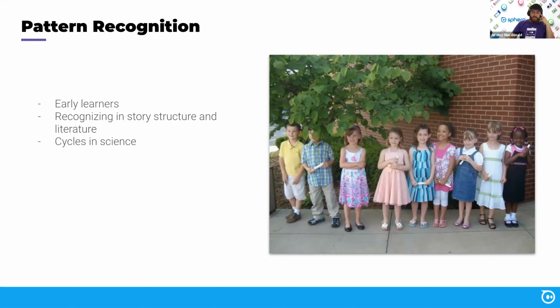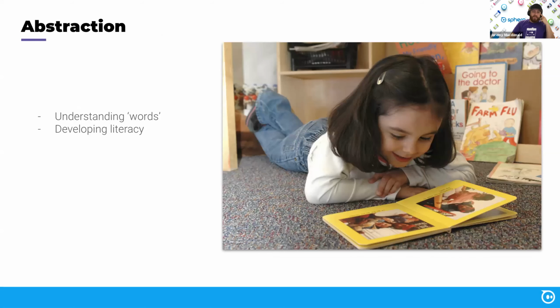And then abstraction. Abstraction always comes back to me to the idea of literacy development, understanding how to read. When you're able to look at a letter and understand what that letter is and the sound it makes, you're really grasping what abstraction is. The other is being able to put words together to understand their meaning, which is also a form of abstraction.